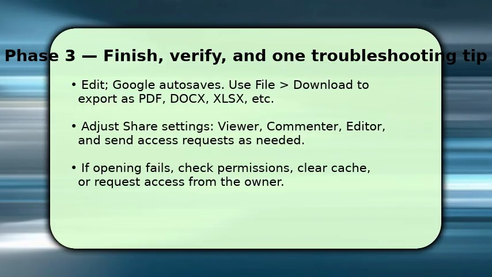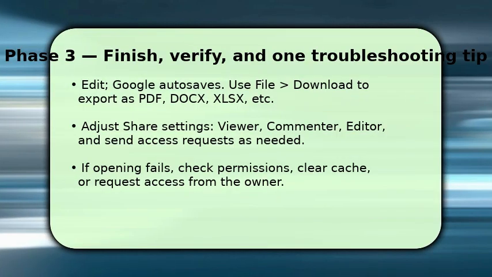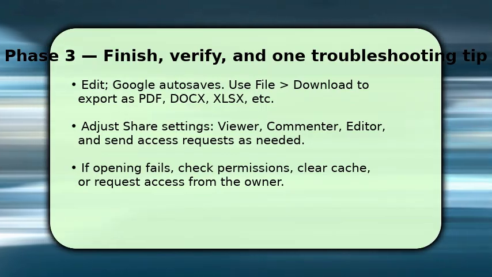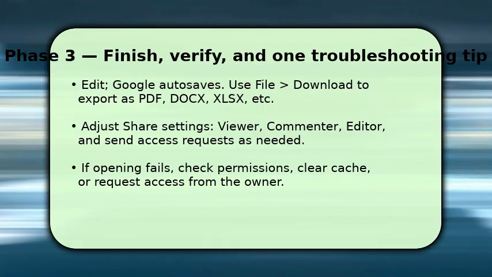Next, set share permissions, viewer, commenter, or editor, and send access requests if collaborators need rights. If you can't open the file, check permissions first, then clear browser cache, try incognito, or request access from the owner. This troubleshooting tip resolves most access failures quickly.